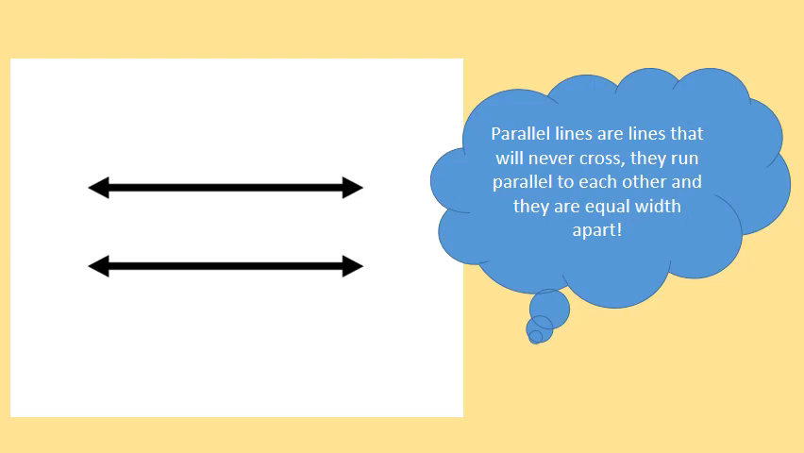Okay, parallel lines are lines that will never cross because they run parallel to each other, which means that on the one side, if they are 5 centimeters apart, they will also be 5 centimeters apart on the other side.